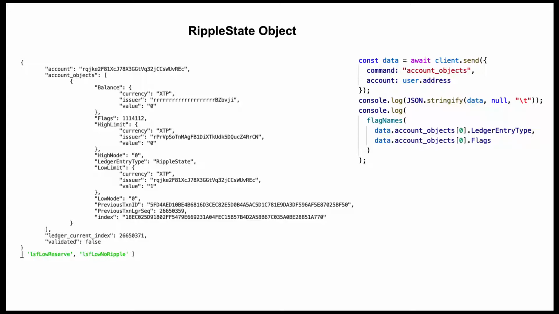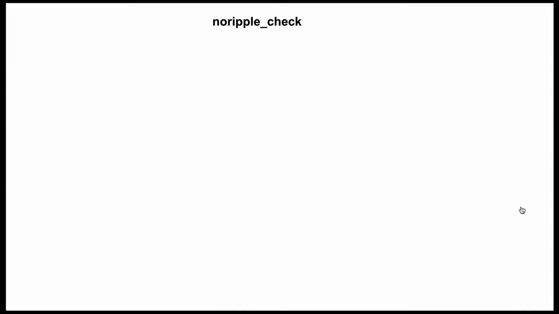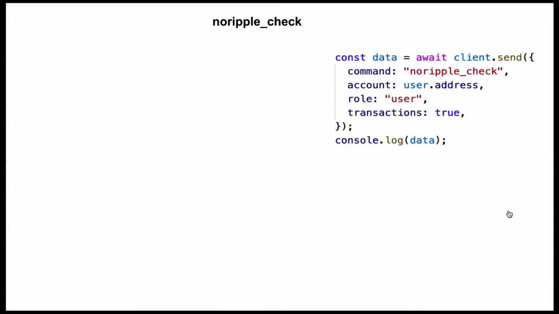There's one more very important command, and I intentionally placed it at the end of this slide because that is one command running which you can just fix the default state of either a user side or the issuer side. So this is the command, which is no ripple check. So from user end, you need to run this command, that is no ripple check, and the account should be user account and the role should be selected as user.